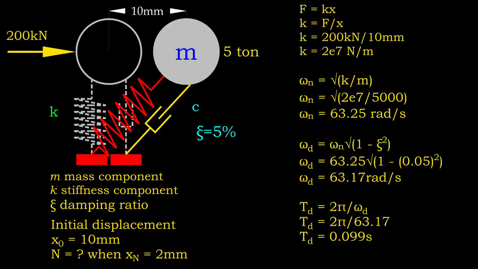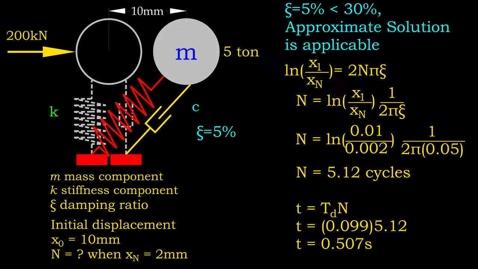Then, we can use mass and stiffness component as well as damping ratio to solve for both natural frequency and the frequency of the damped system. Subsequently, we can determine the period of the system. Since the damping ratio is only 5%, we can apply the approximate solution here. In this case, the number of cycles is the unknown that we need to calculate.